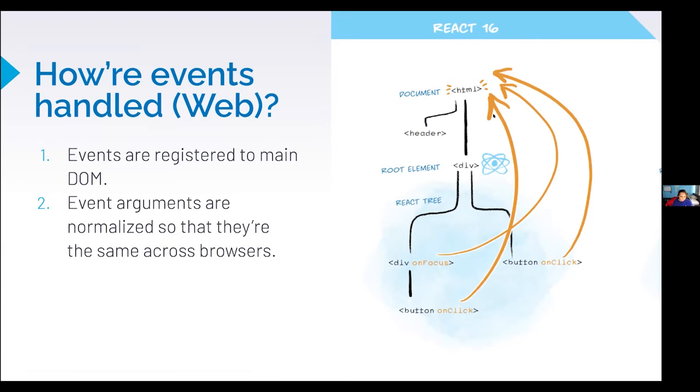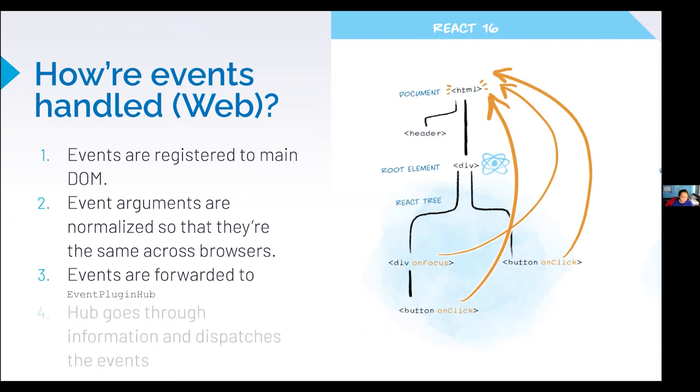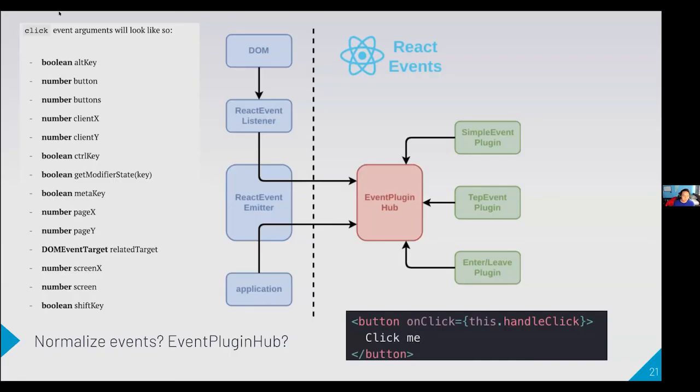So after these events are normalized, there's this thing called the event plugin hub. You don't really need to memorize this, but there's just this one giant thing that handles every single event, and it knows to pass it to the specific callbacks that you've set up. So there's a hub that goes through this information and dispatches the events. I know this is super technical, so I have another slide to help me out with this, and I hope this isn't more confusing.